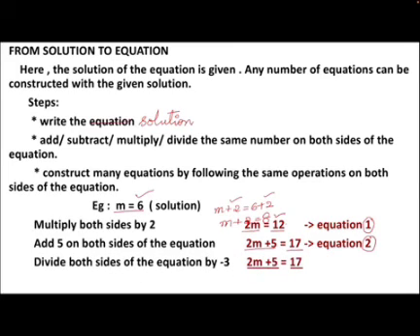Now, see. Divide both sides by minus 3. Both sides. Remember, whatever you do on the left hand side, do the same thing on the right hand side. Now, 2m plus 5 is divided by minus 3 and 17 is divided by minus 3. That will give you equation 3. So, children, you had one solution, but you got 3 equations. Is it not fun? If you understand, mathematics is really fun, children. Okay, next.